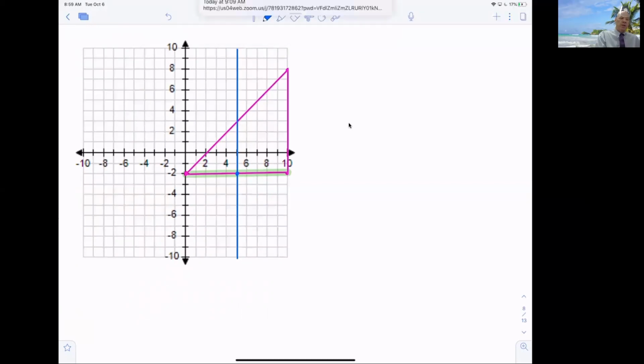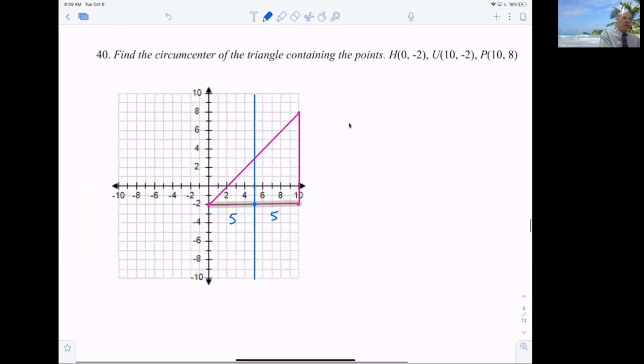It's the perpendicular bisector, right? So I found this distance was 10. So if it bisects, it's going to cut it in half, right? So this is 5 units and this is 5. I don't understand what you're having trouble with. What does it say? The circumcenter. Do you know what that is? If you don't know what that is, Bo, just tell me.